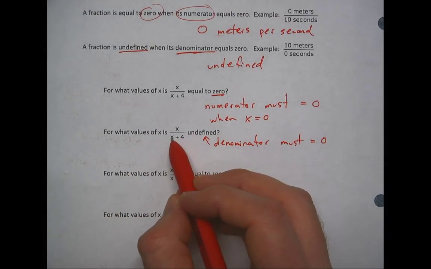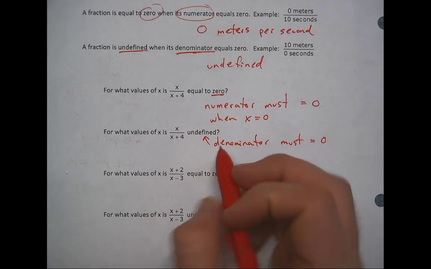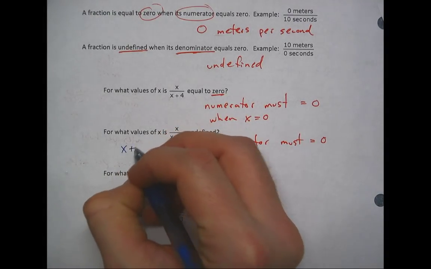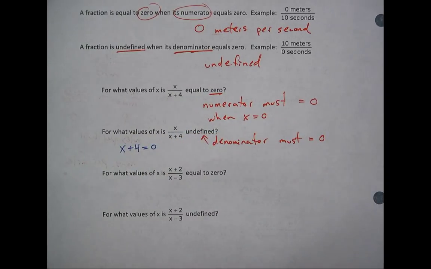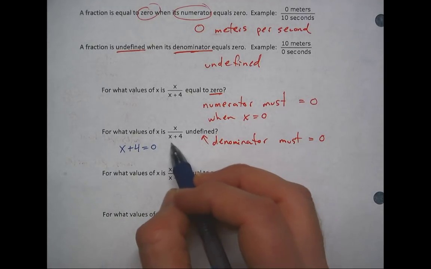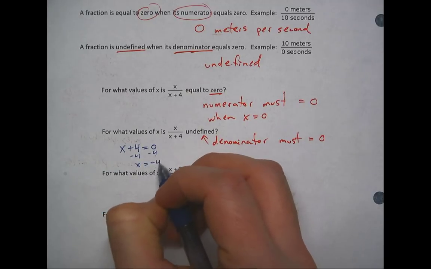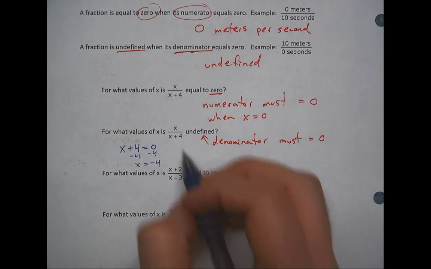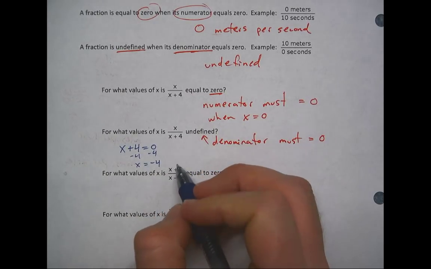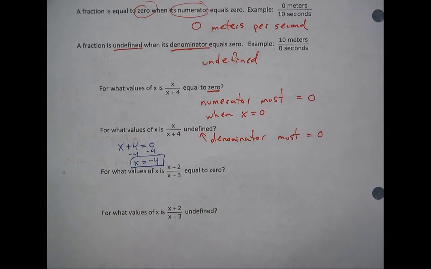So something has to get plugged in for x to create a 0 down here after we've added 4. So if we take x and we add 4 to it, we need to get 0. This bottom needs to be 0. So again, not x, the entire value of the bottom. So if I minus 4 here, x is going to equal negative 4. So if I plug that in, negative 4 plus 4 is 0, and that makes this fraction undefined. So when x equals negative 4.